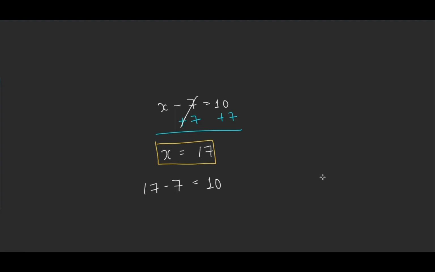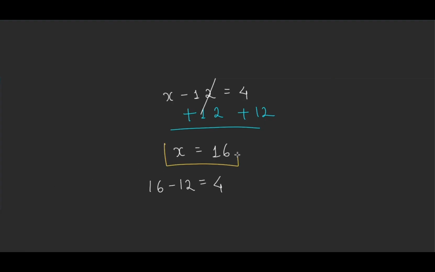Let's solve one more. x minus 12 equals 4. What is happening to x? 12 is being subtracted from x. So we add 12 to both sides. This will help us separate x on the left side. On the left side, minus 12 and plus 12 cancel each other, so there's only x remaining. 4 plus 12 on the right hand side makes it 16. Let's verify. 16 minus 12 equals 4. That is correct. So the value of x is 16.